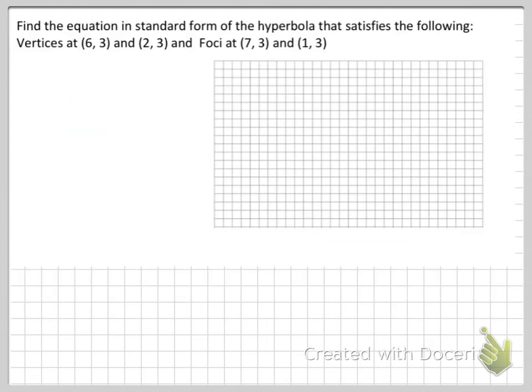Let's do one where we go backwards. So find the equation. I like to draw these. So I'm not even going to put any axes. I've got a point at 6, 3. Well, I guess I'll put some axes since I have this graph paper. But I just want you to know you can do this without graph paper. So I have a point at 2, 3. 1, 3 is something, 6, and 7.